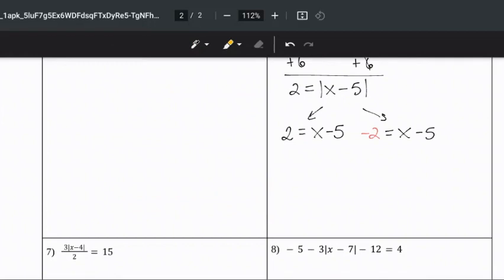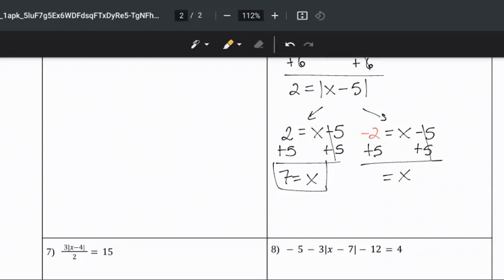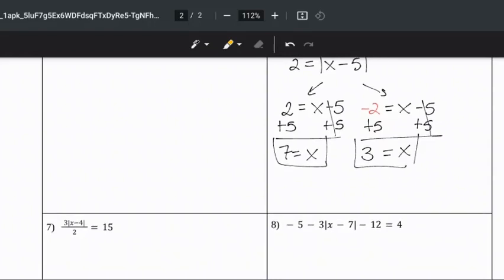So same exact process. It's just a little bit different because the absolute value is on the right. You could shift everything around if you prefer the absolute value being on the left side because that's what you're used to. That's totally fine, but it is not necessary. All right, we get x equals 7. And we get x equals 3.